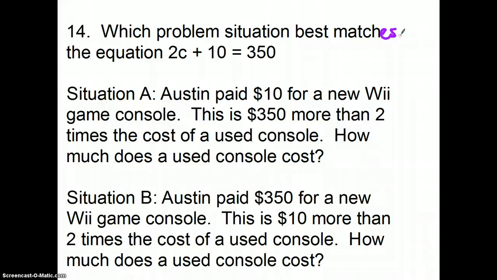Situation B, Austin paid $350 for a new Wii game console. This is 10 more than 2 times the cost of a used console. How much does the used console cost? So if he paid $350, $350 needs to be over here, which is good. Okay, this is $10 more than 2 times. 2 times is really the same thing as 2x, right? But in this case, we're using c as the variable.